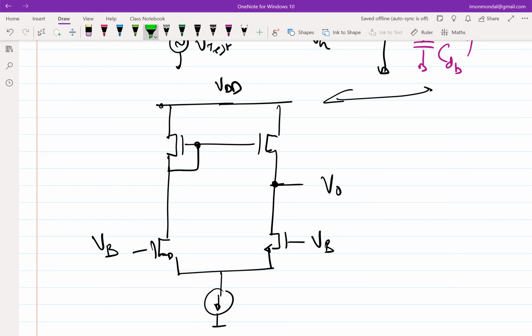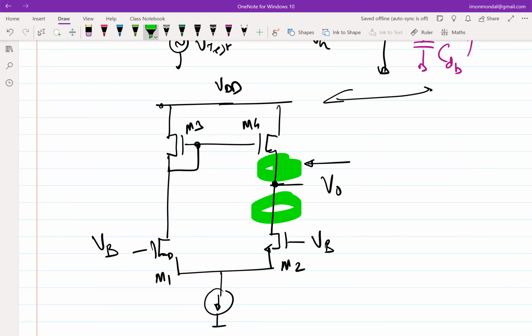So the issue is the output impedance looks like a parallel combination of M1, M2, M4, right? So the output impedance looking here is equivalent to saying that I am looking into the output impedances of M4 and M2, GDS4 plus GDS2. So if I have to increase the output impedance, I have to put something here which increases the output impedance, right?